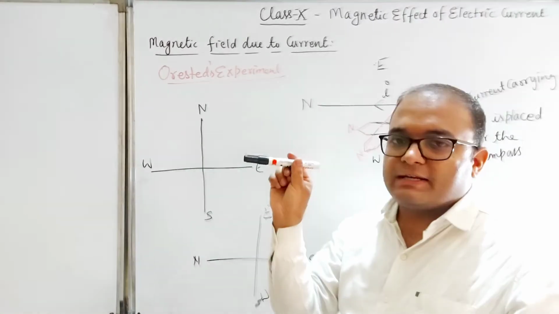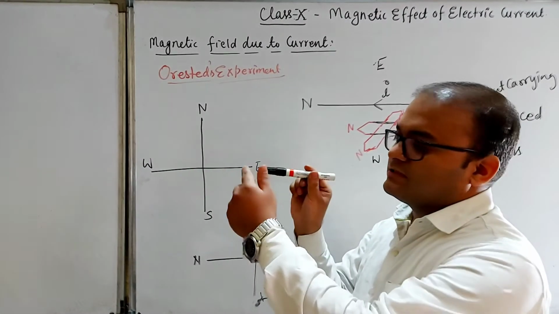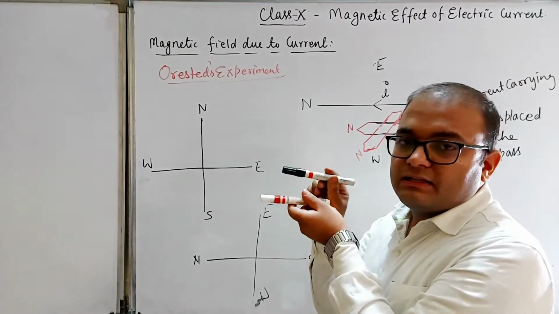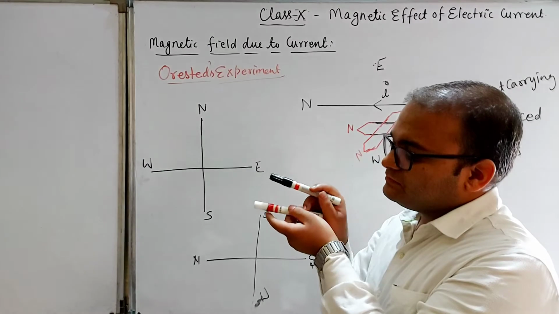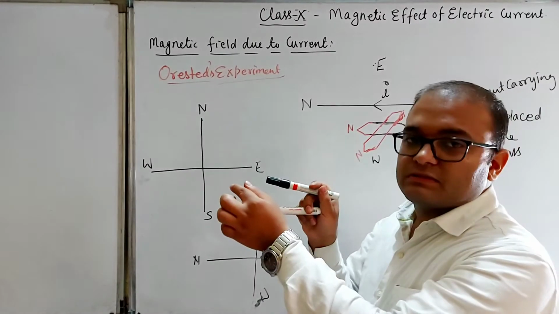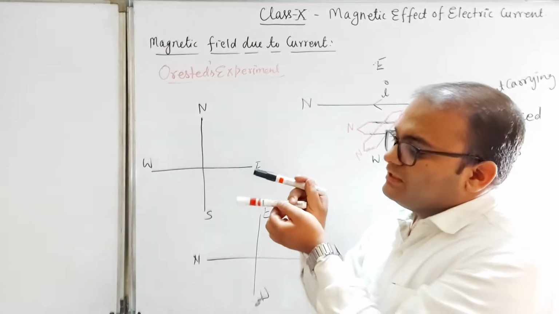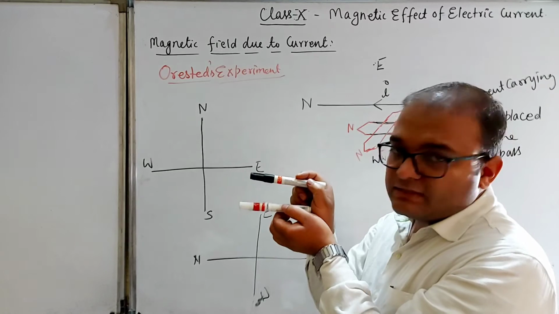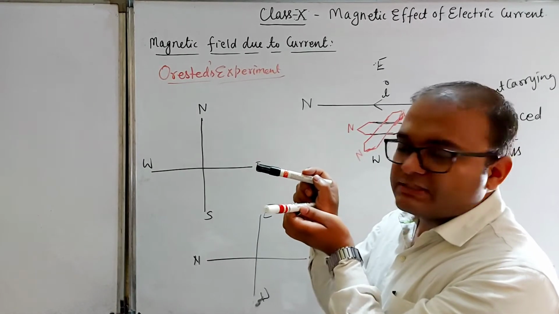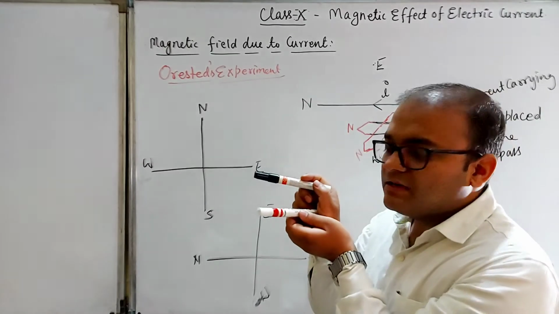Suppose this is the wire, and current is flowing from south to north. Suppose this is north, this is south, current is flowing from south to north, and this is the compass needle. This is our east direction, this is west. If the current flows through the wire, the magnetic needle gets deflected towards the west.